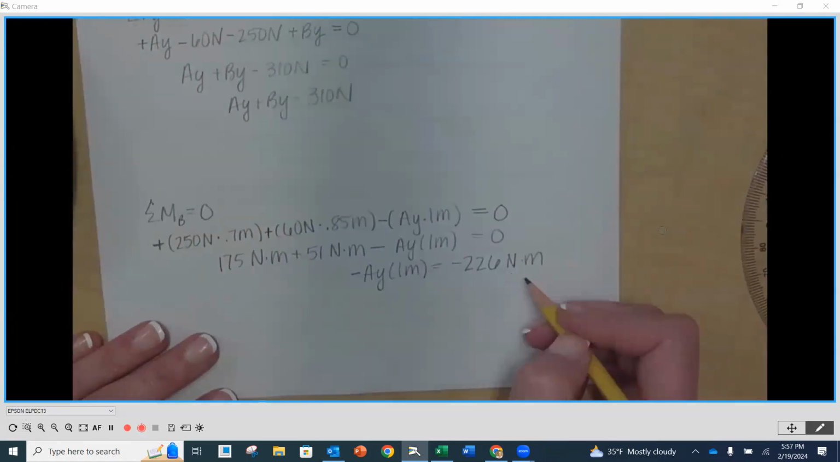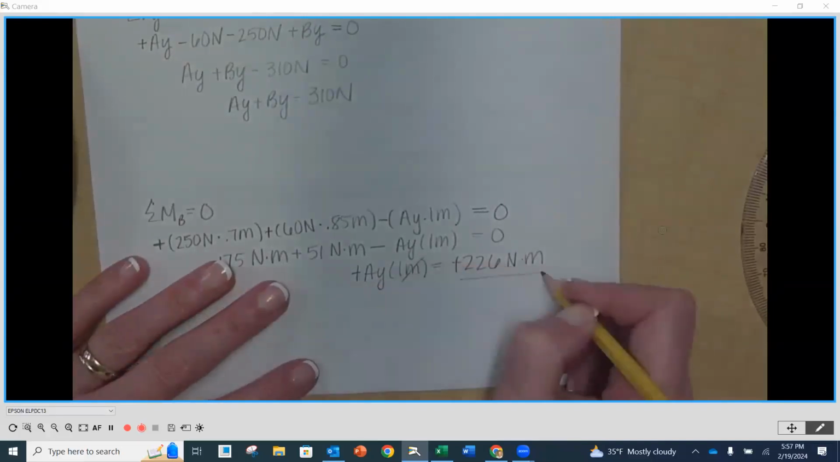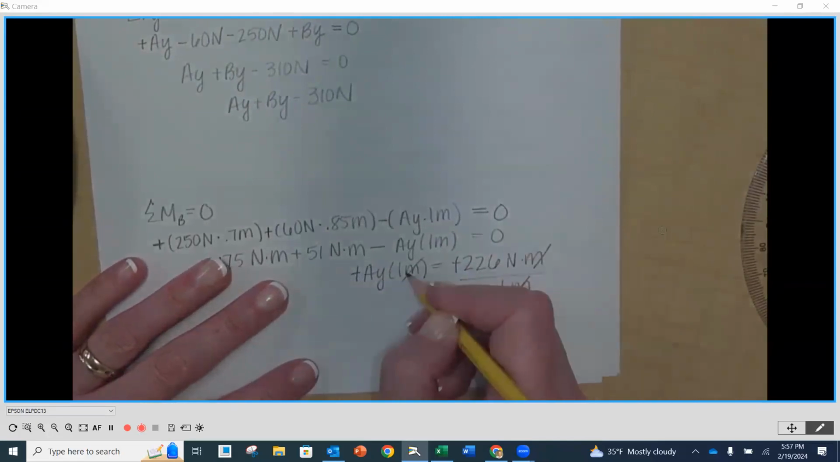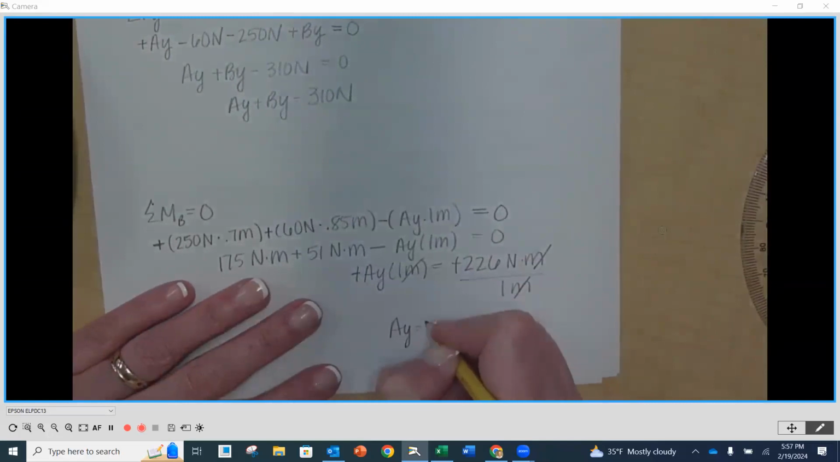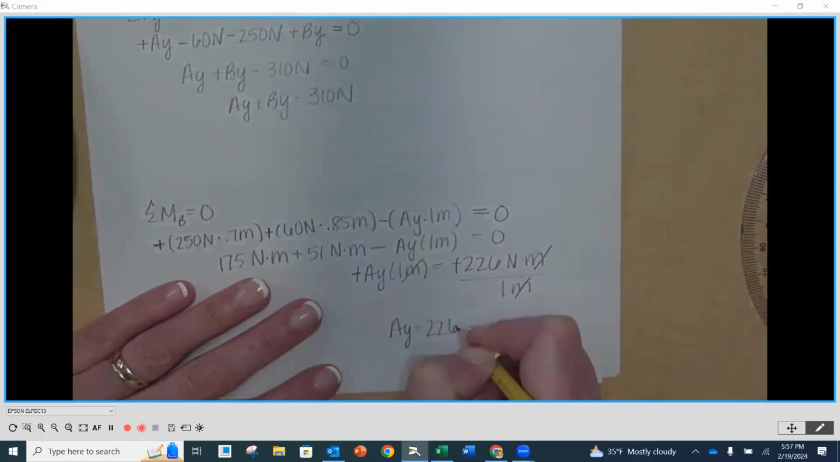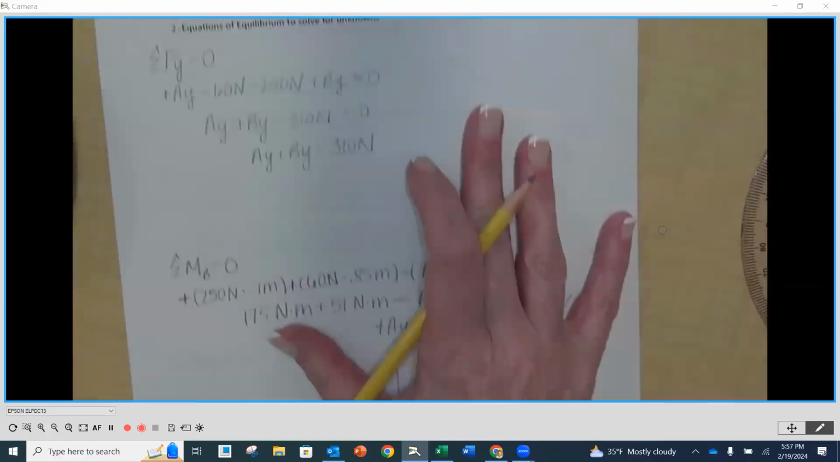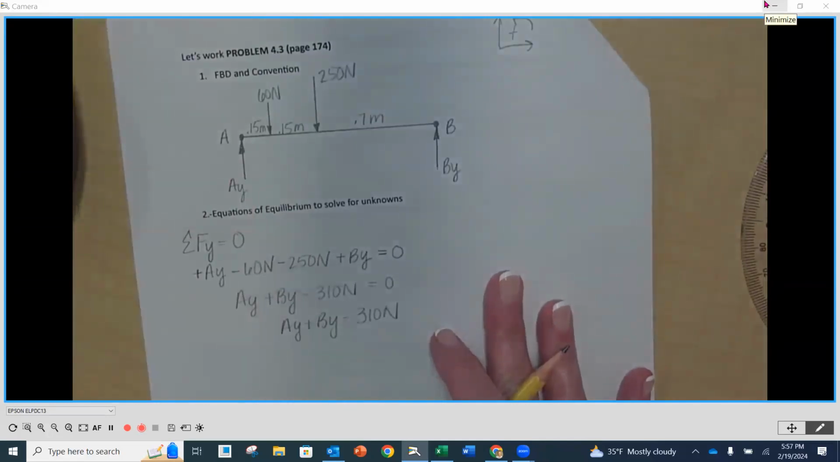Okay, so I go to the other side, it becomes negative. These both become positive, and I divide both sides by 1 meter. Meters cancel, I end up with newtons for a force, which makes sense, right? So AY is equal to 226 newtons. Now I ended up with a positive value, so that means that I assumed AY to go up. That confirms that my assumption was correct.